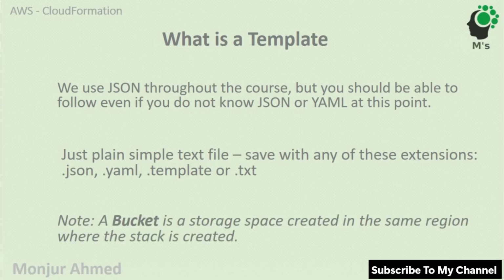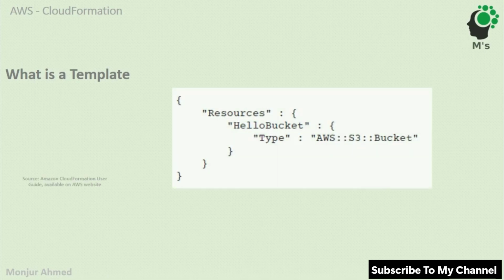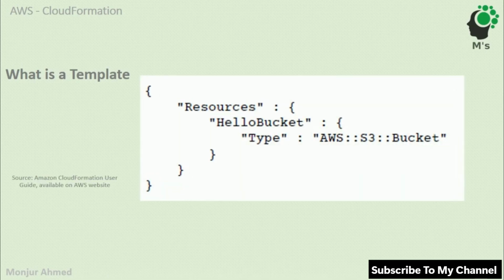At this point, we should probably have an upfront note that a bucket on AWS is a storage space created in the same region where the stack is created. So let's look into how a template looks.